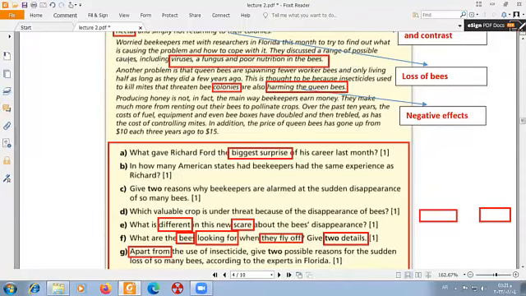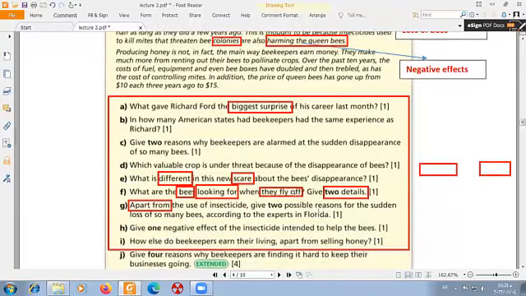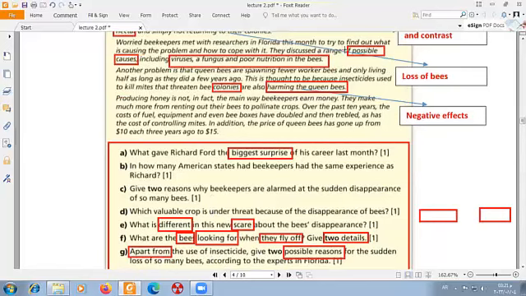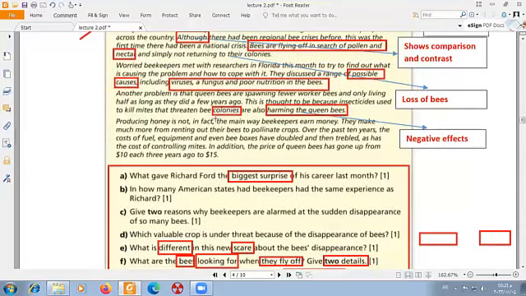He says possible causes in the text, although in the question he used the words possible reasons. Possible reasons are possible causes. And the loss of so many bees is what? Not returning to their colonies.